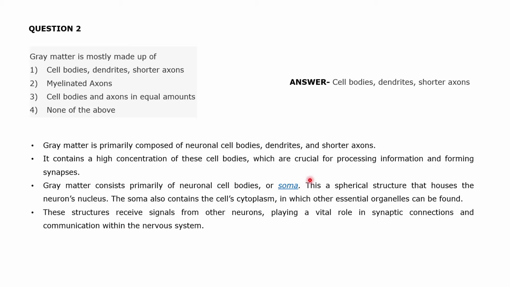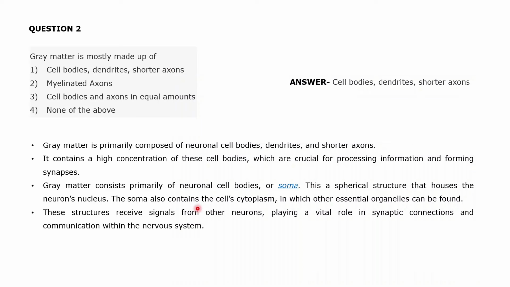soma, and it consists of all the organelles including the nucleus, mitochondria and everything that is essential for a cell to function. It also consists of dendrites that carry out communication between different neurons, and it consists of shorter axons that are basically non-myelinated in nature. In case of white matter, it is myelinated. In case of gray matter, the majority of them are shorter and unmyelinated in nature.